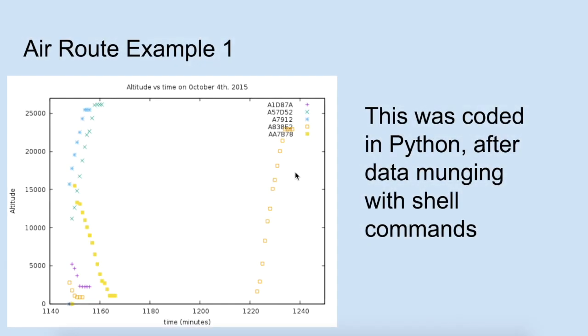Here's the first example. This graphic was actually produced in Python using probably PyPlot, but all the data munging, all the data manipulation and reorganization required to get the data in the form needed for the plot, was done with shell commands in the Linux shell scripting class. The identifiers starting with an A here are actually aircraft IDs, and it's a graph of basically the altitude of selected aircraft versus time.